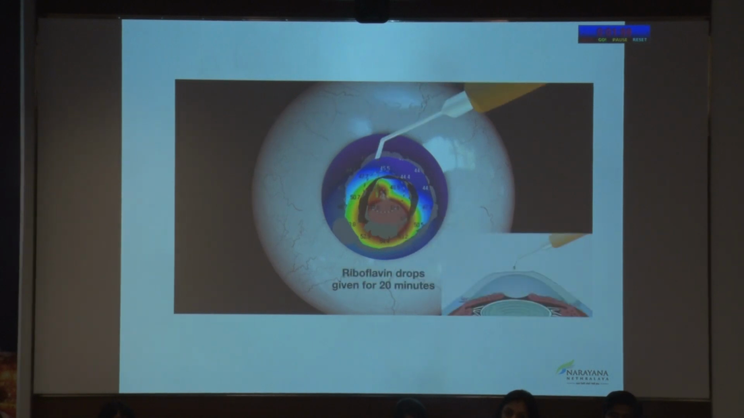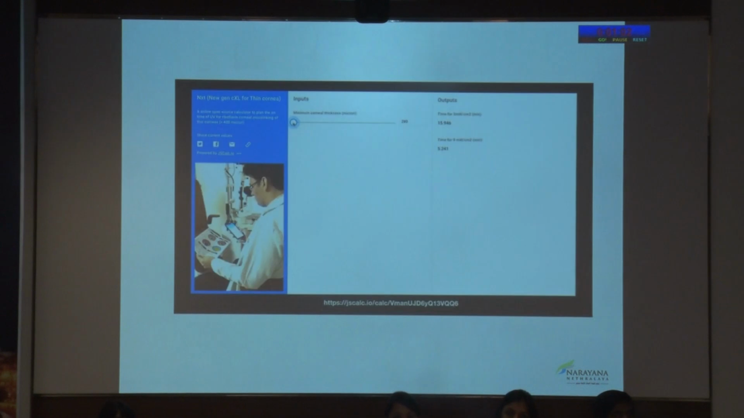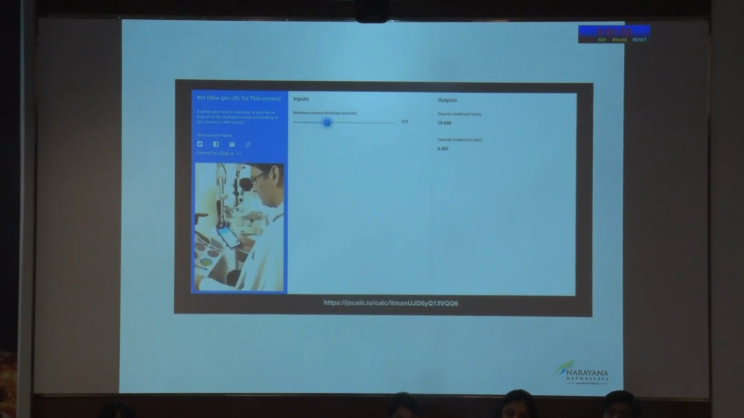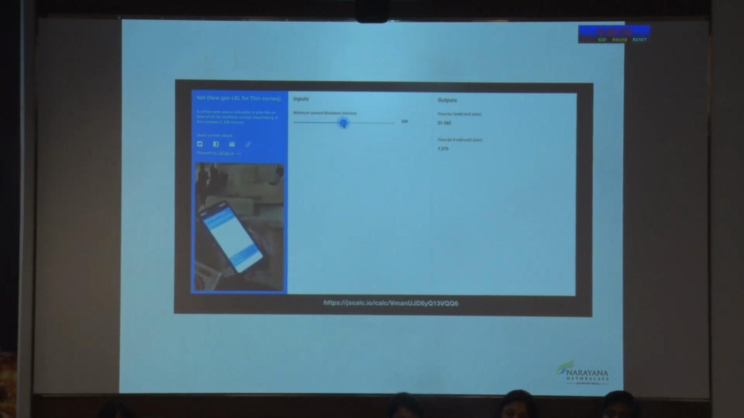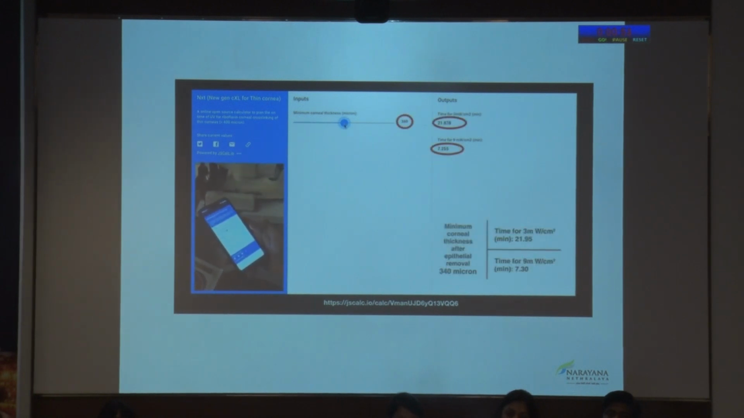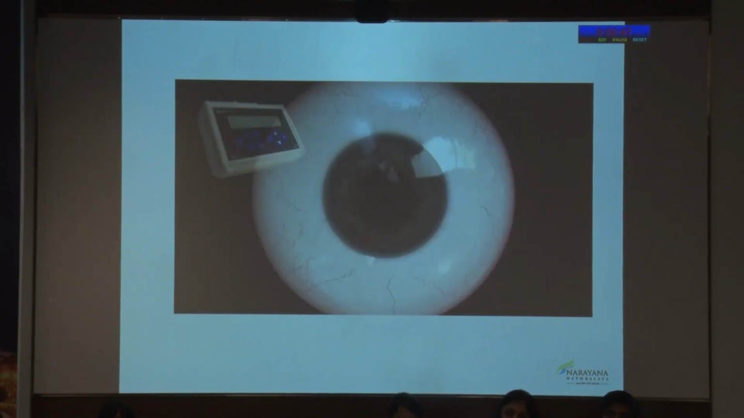We perform cross-linking with riboflavin drops given for 20 minutes. And the pachymetry, the post-removal of epithelium pachymetry which is documented, that is what is entered into our calculator. So this gives us the UV on time, which was 7.2 minutes for this patient, which is what we went ahead with. So we've had good results with this protocol.